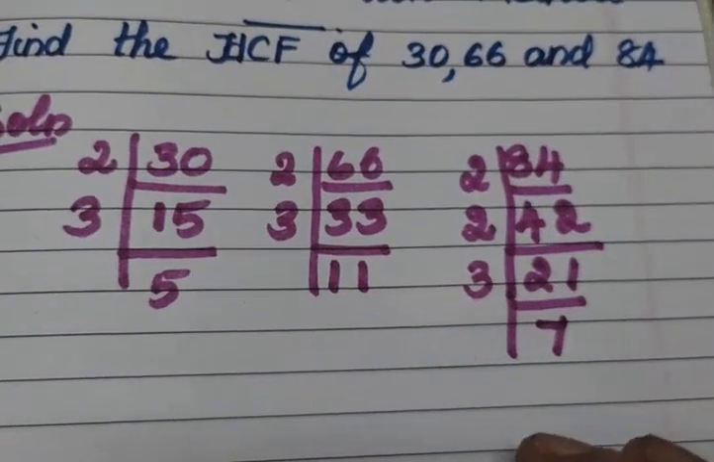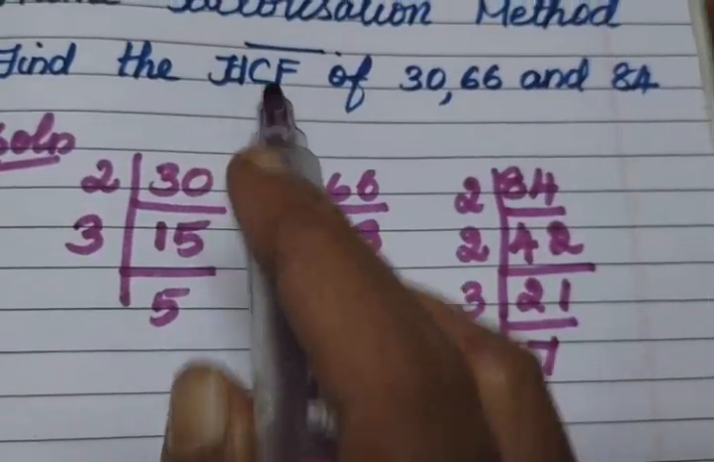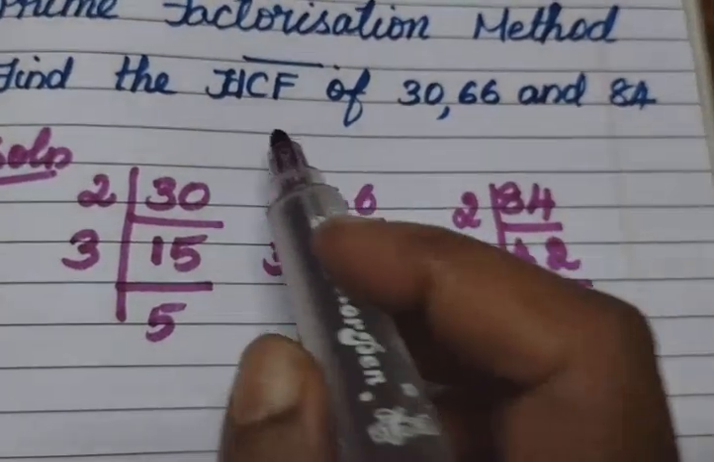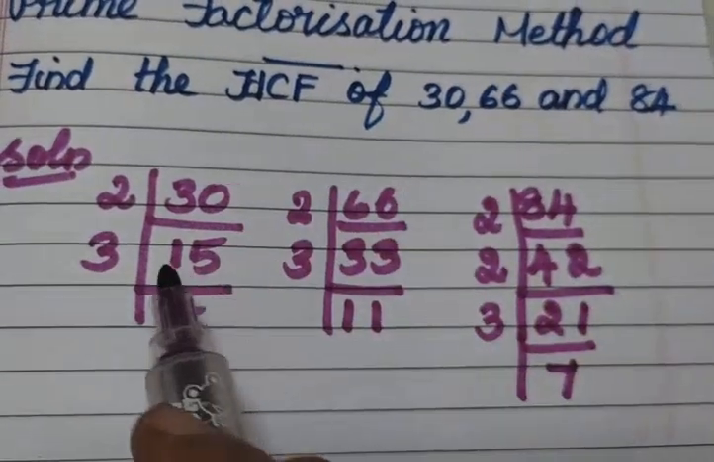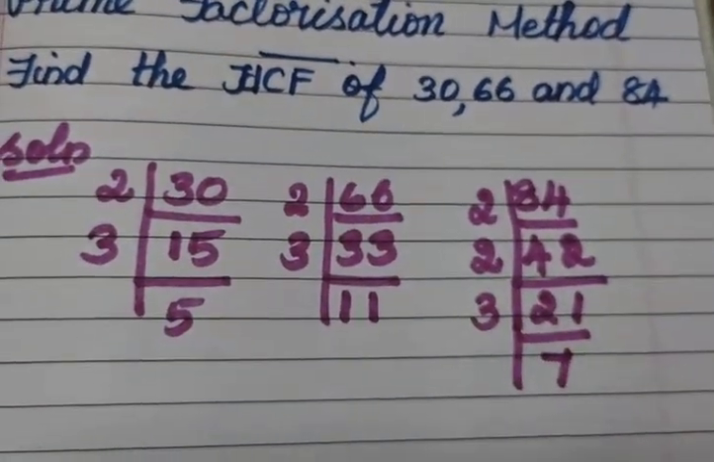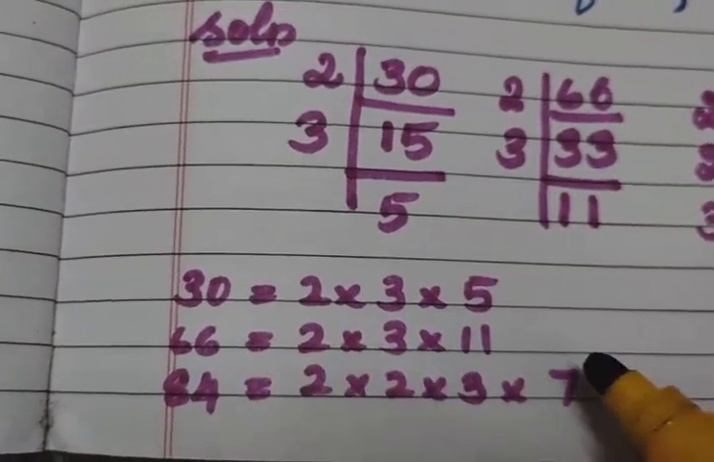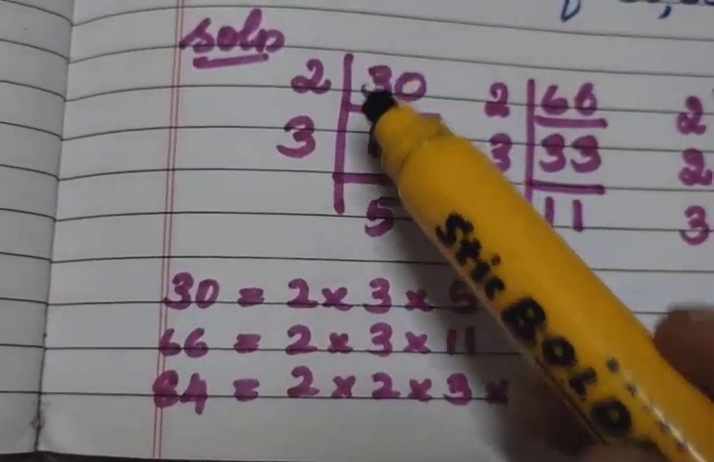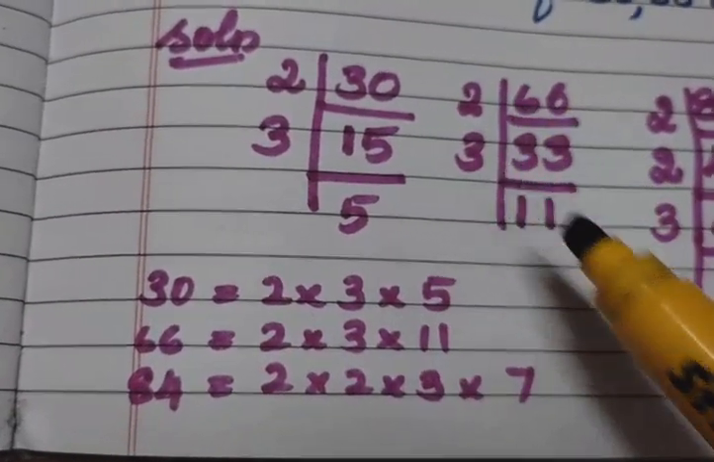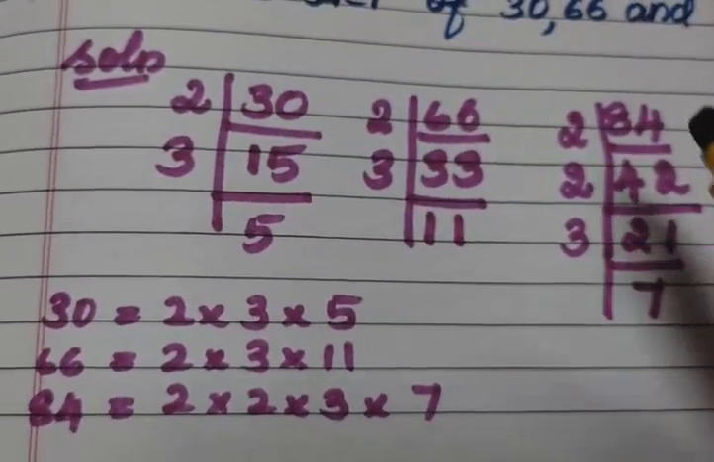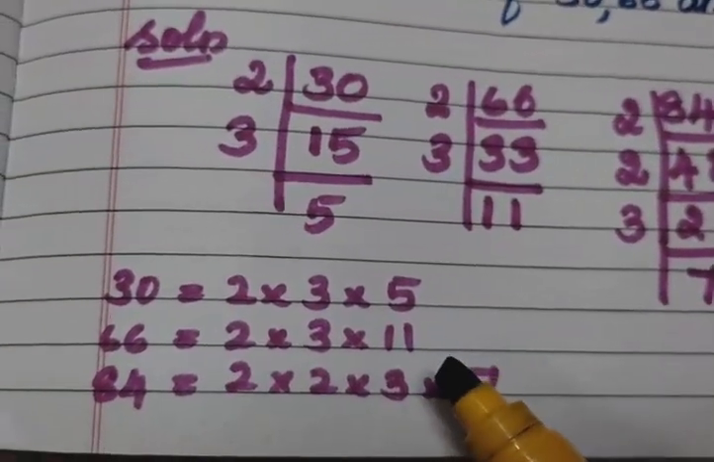After factorization we have to find the common factors. Now we got the factors. What are the common factors in these three numbers? These are the prime factors: 30 equals 2 into 3 into 5, 66 equals 2 into 3 into 11, 84 equals 2 into 2 into 3 into 7.